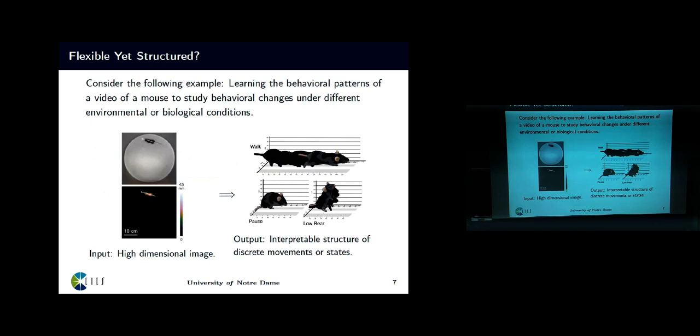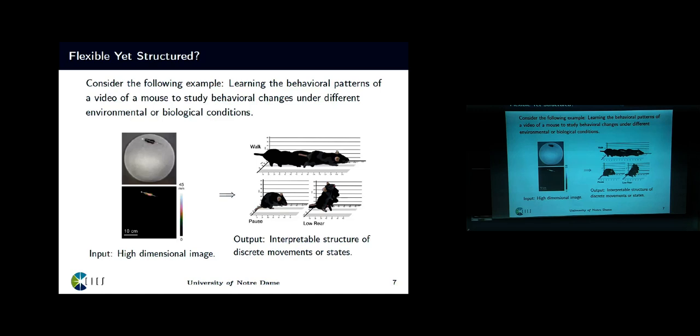Let's suppose that we have this mouse inside of this spherical container moving around. Our input data is going to be some height, so basically our input is this image. And from that, we want our output to be an interpretable structure of essentially the mouse's actual behavior.